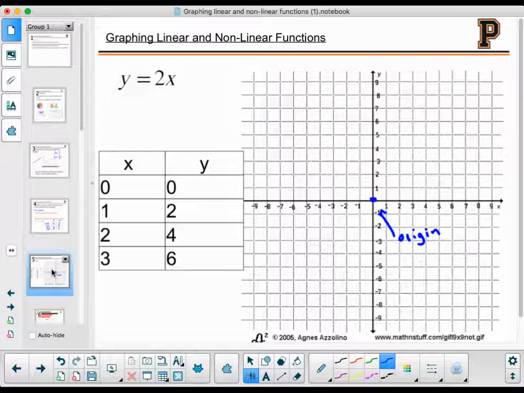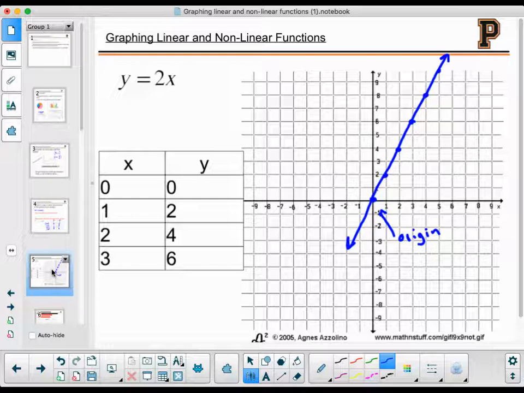1, 2 is 1 unit to the right and 2 units up. This is another location that represents a solution to the equation y equals 2x. 2, 4 is to the right 2 and up 4. So we've got another location. 3 and 6. The next one would be 4 and 8, and so on. 5 and 10. All right. Now we're not going to try and represent every solution to y equals 2x. We're just going to show some of them.